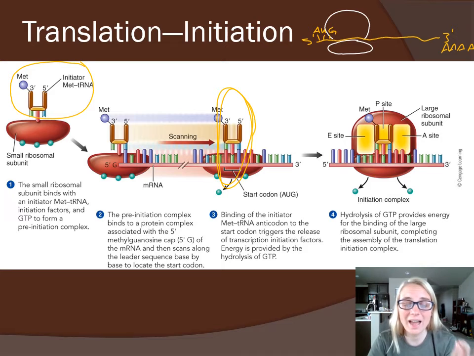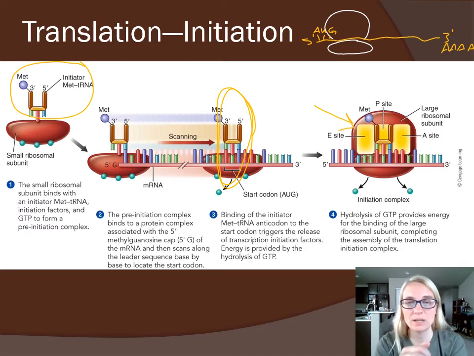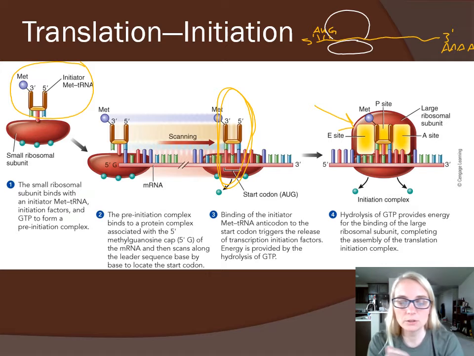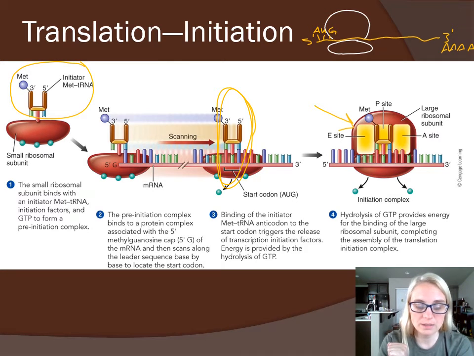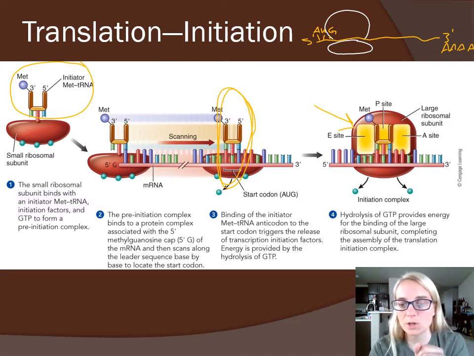So once that happens, once we've had the methionine-loaded tRNA recognizing the start codon, the AUG, this is when we're going to get the large subunit to come in and sandwich in on that, because that's where we're going to start. Now the large subunit has 3 spots in it. We have what's called the E site, the P site, and the A site. Okay.